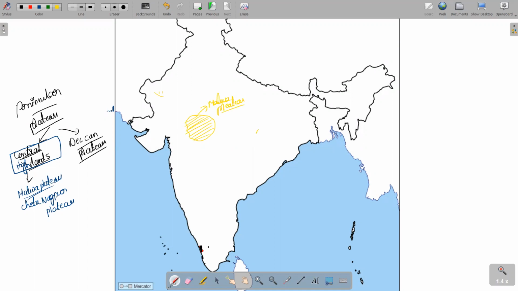And the Chota Nagpur Plateau is present in Chhattisgarh and Jharkhand. You have to write it down like this. This is the Chota Nagpur Plateau. In map pointing, mark the Chota Nagpur Plateau and it is done. Chota Nagpur Plateau, Malwa Plateau, these are the two. So they come under the heading called Central Highlands.